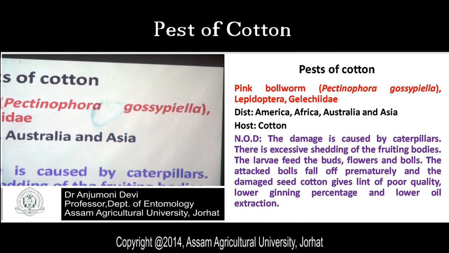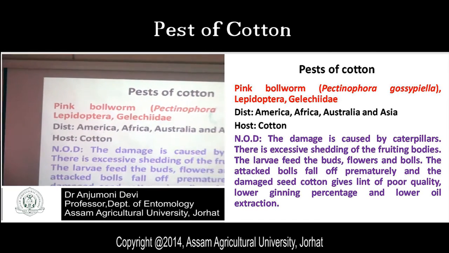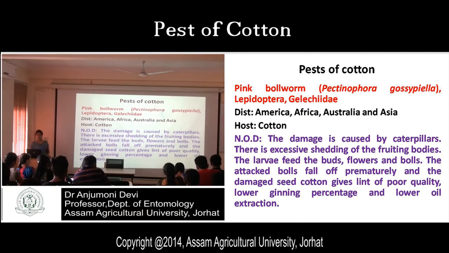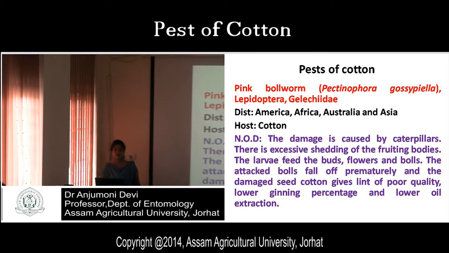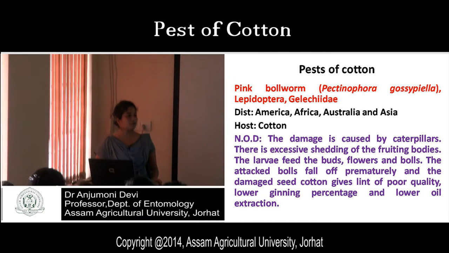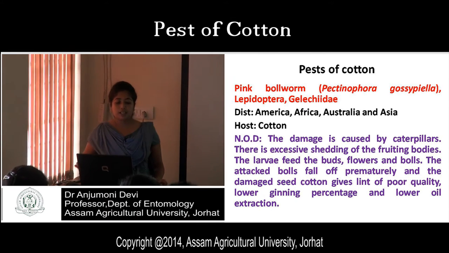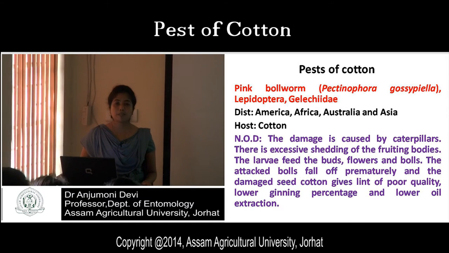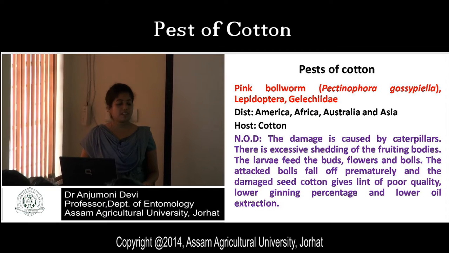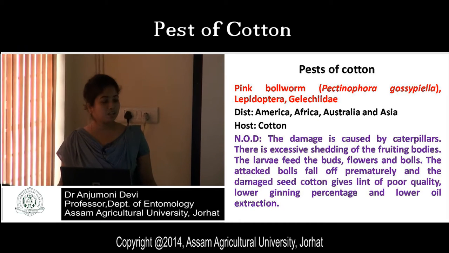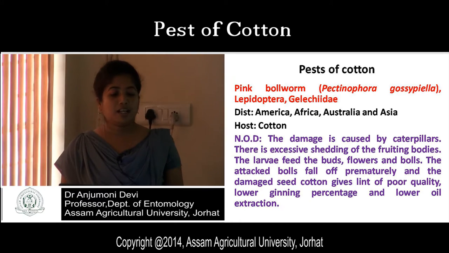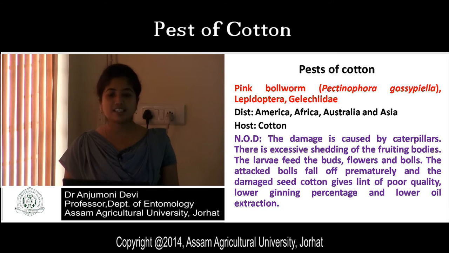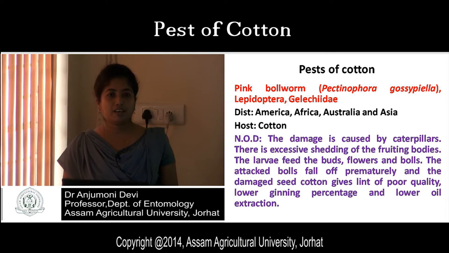Cotton. Cotton is an important cash crop in India. And the major pests of cotton are the bollworms. The pink bollworm is an important pest of cotton. The scientific name is Pectinophora gossypiella, under the family Gelechiidae and order Lepidoptera.